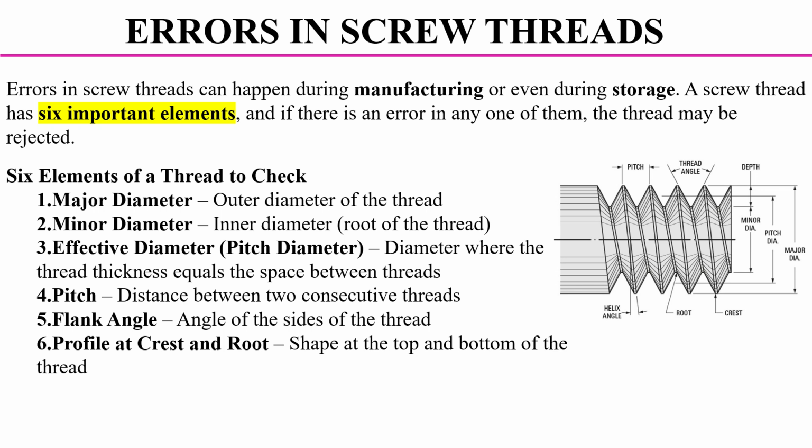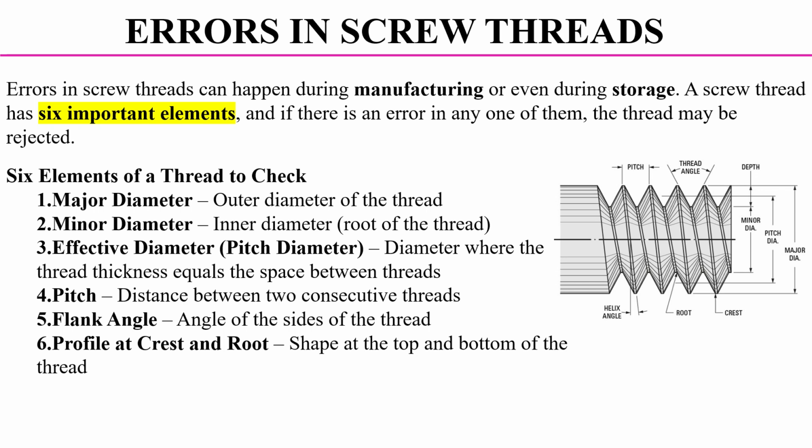First one is the major diameter. Major diameter is the outer diameter of the screw thread. And minor diameter. Minor diameter is the inner diameter or root of the thread. And the next element is the effective diameter or pitch diameter. Effective diameter is the diameter where the thread thickness equals the space between the threads.